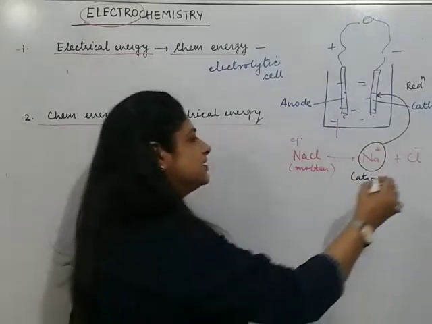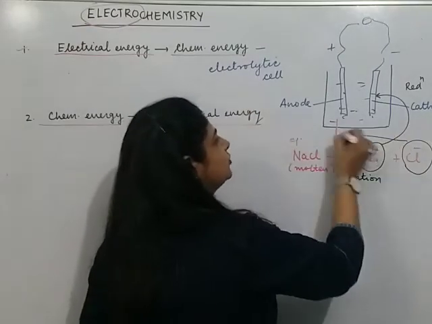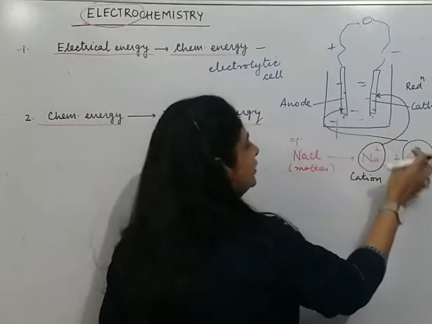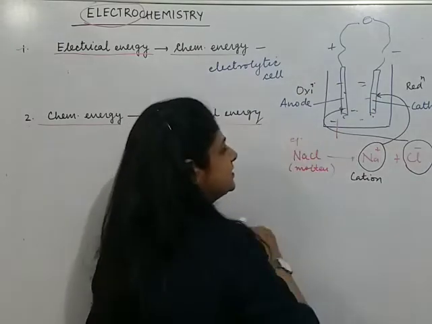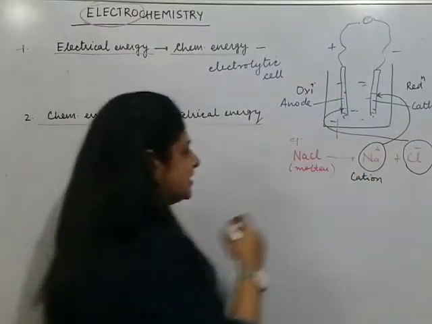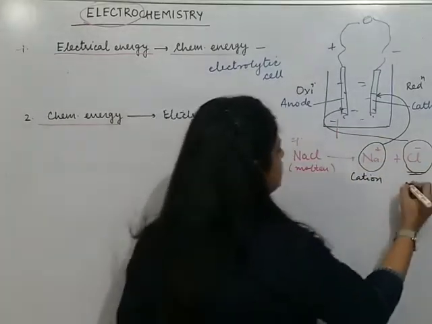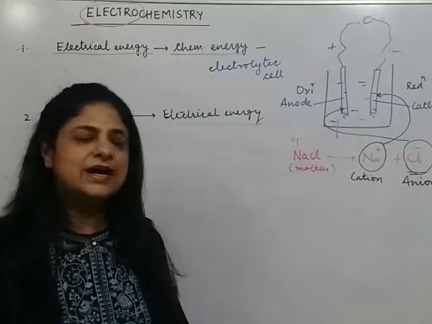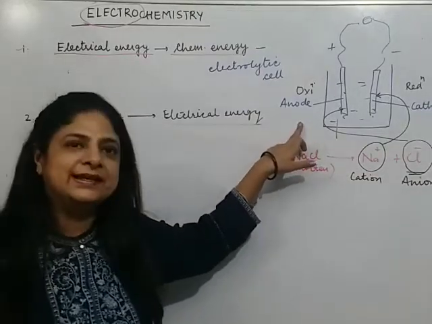While the chloride ion, being negatively charged, will move towards the anode and will lose the electron. That means oxidation will take place and chlorine gas will get evolved at the anode. That is why this particular ion is called an anion, because it is moving towards the anode. This is how the redox reaction takes place in an electrolytic cell.